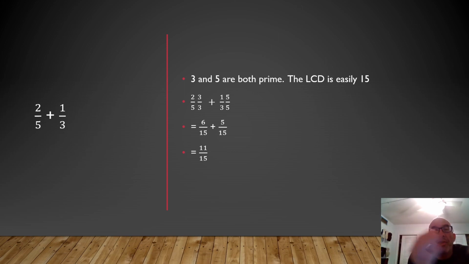So now 2/5 has to be changed to an equivalent fraction with a denominator of 15. To do that, 5 times what is 15? It's obviously 3. So top and bottom are multiplied by 3. Same thing with 1/3. What times 3 is 15? 5. Top and bottom multiplied by 5. And that gets us 6/15 plus 5/15, which, if I've done my arithmetic right, and it's Thursday, so yeah, I've done it right, 11/15. All right.